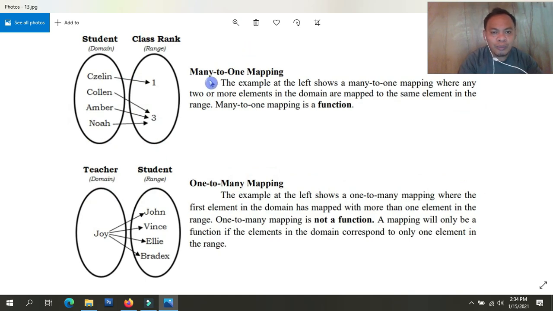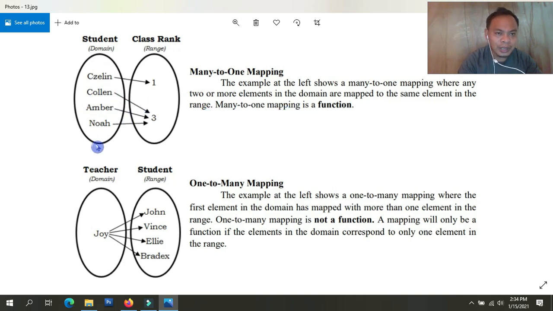And next is the many-to-one mapping. We have here the student, we have here the class rank. Okay, Celine, rank 1. Colleen, Amber, and Noah, they are rank 3. So the example at the left shows a many-to-one mapping where any two or more elements in the domain are mapped to the same element in the range. So many-to-one mapping, this is a function.